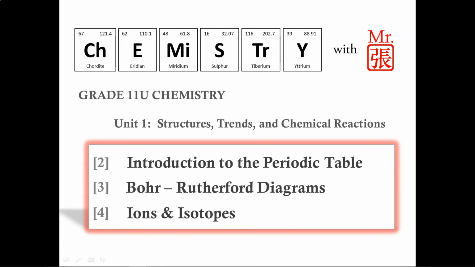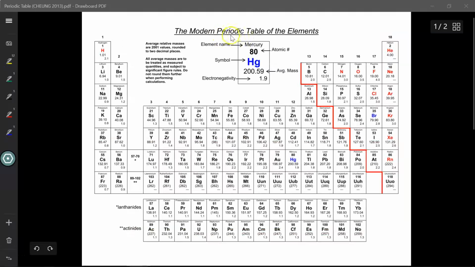In this video tutorial, we will continue our review of grades 9 and 10 chemistry. In particular, we will focus on introducing the periodic table, Bohr-Rutherford diagrams, and ions and isotopes. The periodic table contains a lot of information inside of it.